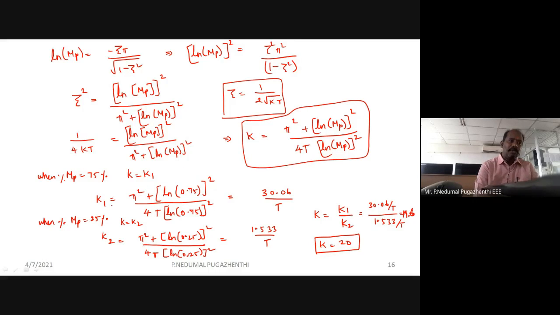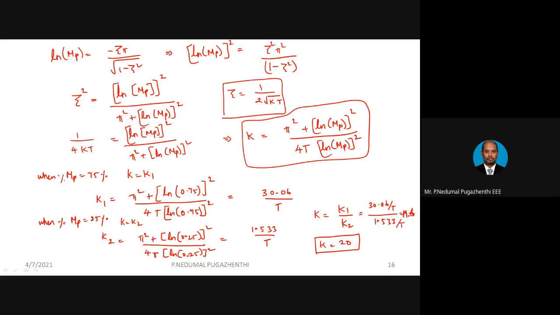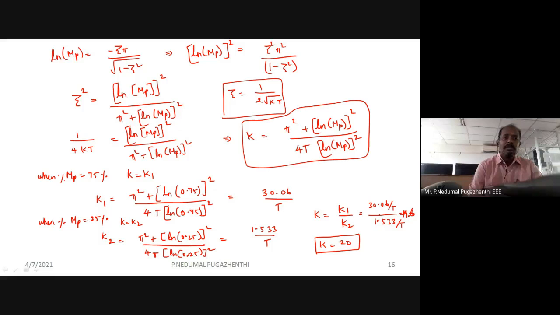Now for different values of peak overshoot like 75 and 25, I have substituted and I found the value of K to be 30.06 by T and 1.533 by T. Now finding out the relationship between these two, I got K should be nearer to 20, exactly 19.6, which I have rounded off to 20. So if you choose K to be near 20, probably you can reduce your peak overshoot Mp from 75 percentage to 25 percentage. Any doubts?